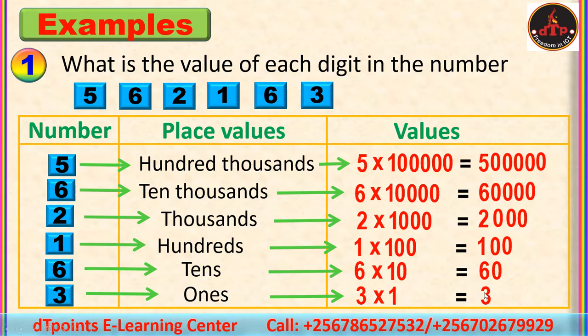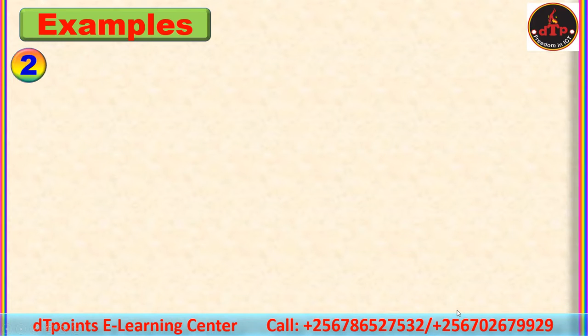So, by so doing, we have already given the values of these digits. So now the value of 5 is 5,000. The value of 6 is 60. The value of 5 is 500,000. The value of 6 is 60,000. And then the value of 2 is 2,000. Then the value of 1 is 100. And then the value of 6 is 60. And finally, the value of 3 is 3. Are we together? And we can move on to example 2.